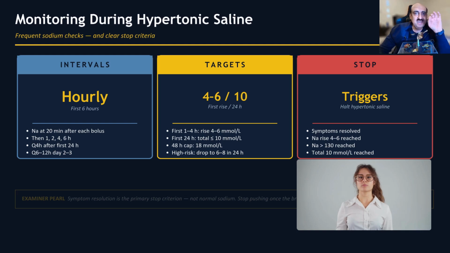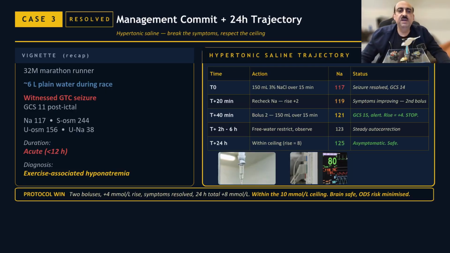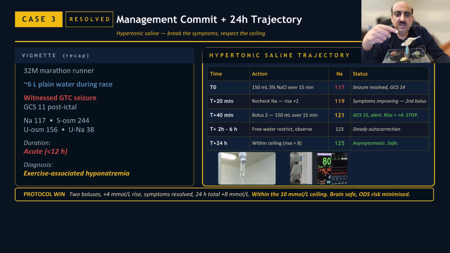And once the brain is safe, you need to stop it. And then again, remember, after that initial phase, the total correction for the first 24 hours and the 48 hours does not change. The limit for those is exactly the same as chronic hyponatremia. Let's look at the management with hypertonic saline for case 3.